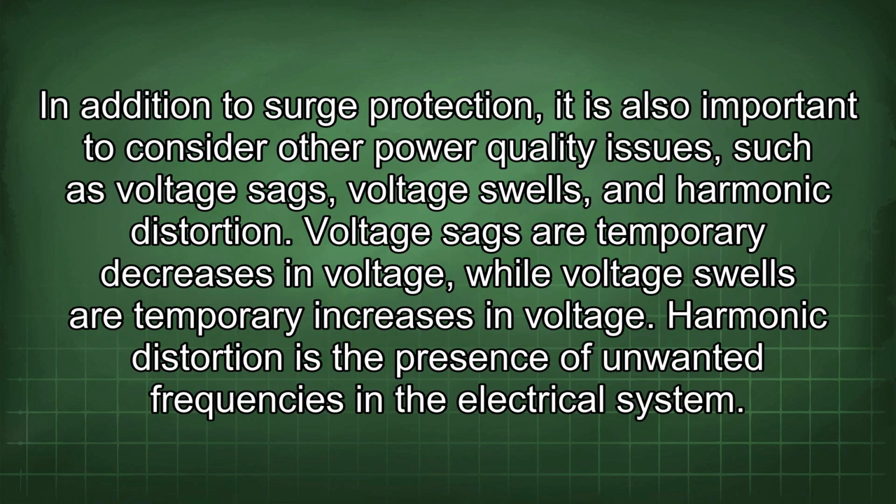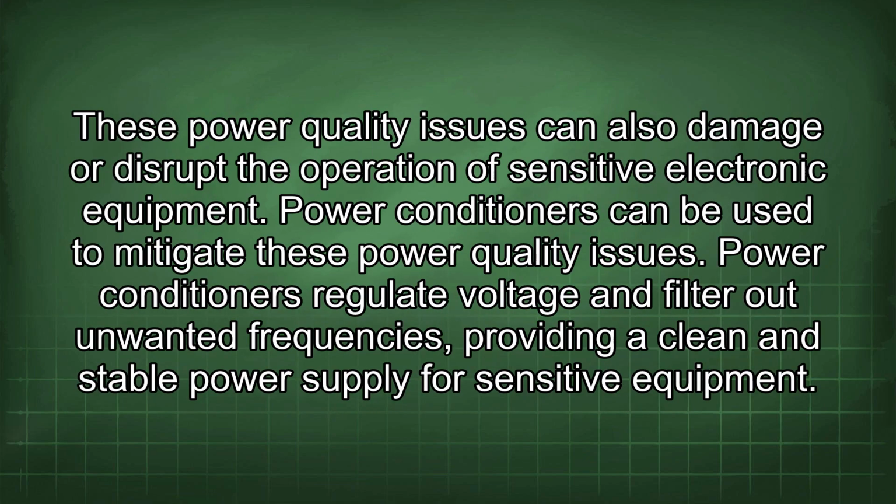In addition to surge protection, it is also important to consider other power quality issues such as voltage sags, voltage swells, and harmonic distortion. Voltage sags are temporary decreases in voltage, while voltage swells are temporary increases in voltage. Harmonic distortion is the presence of unwanted frequencies in the electrical system. These power quality issues can also damage or disrupt the operation of sensitive electronic equipment. Power conditioners can be used to mitigate these power quality issues. Power conditioners regulate voltage and filter out unwanted frequencies, providing a clean and stable power supply for sensitive equipment.